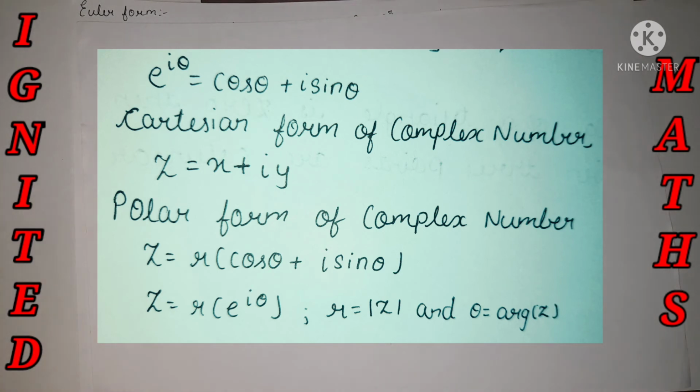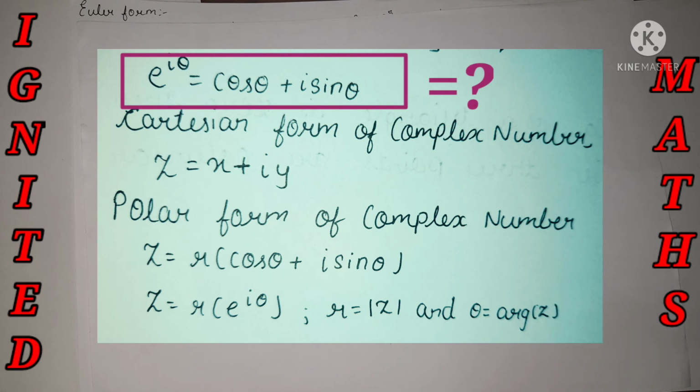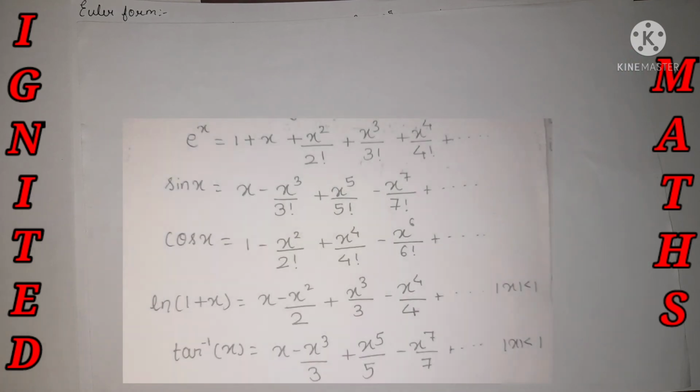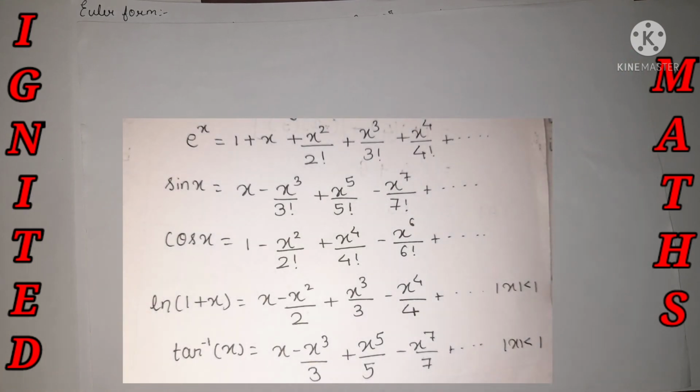Now that will be absolutely alright, but e raised to i theta is equal to cos theta plus i sin theta. How did it come? We are going to see a complete derivation, but for that we are going to expand it: the trigonometric function has an expansion, the logarithm has an expansion, the exponential has an expansion, and for the algebraic expression we have the expansion of it.